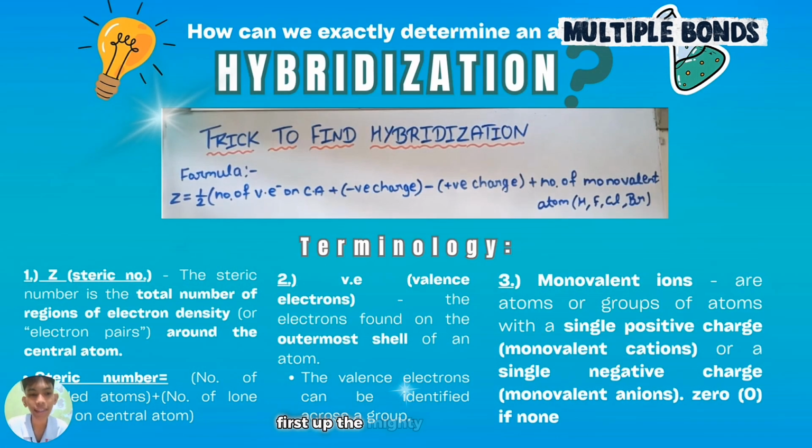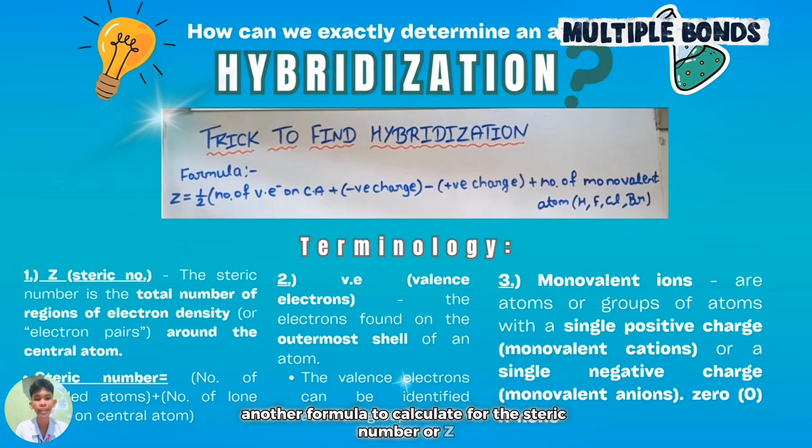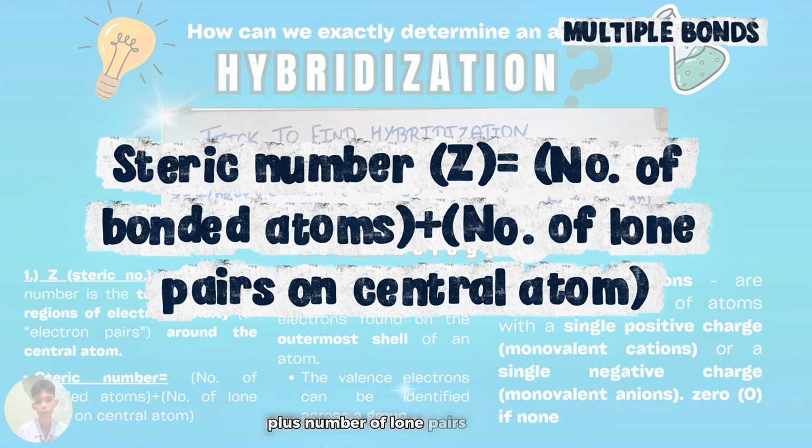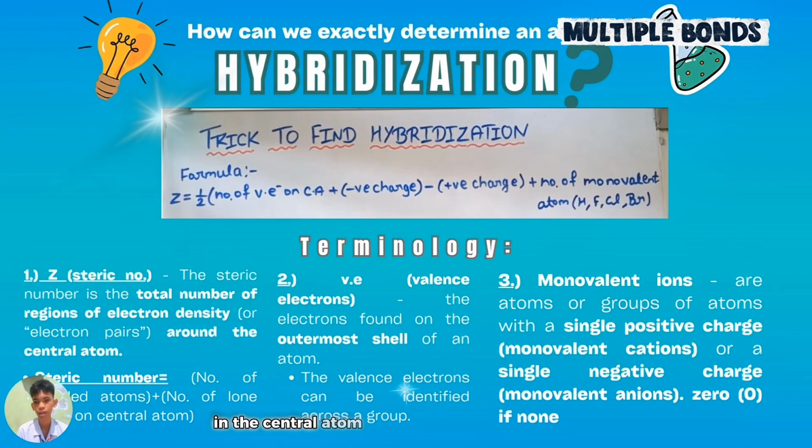First up, the mighty steric number. This counts up the electron density regions around our central atom. It is also defined as the total number of regions of electron density or electron pairs around the central atom. We also have another formula to calculate the steric number, or Z, which is the number of bonded atoms plus the number of lone pairs in the central atom. But for a more precise answer, use the formula provided.